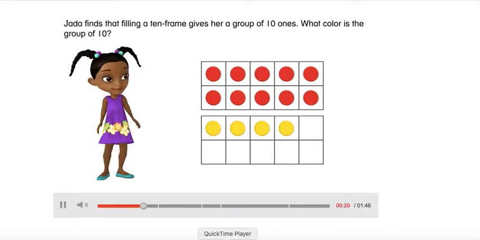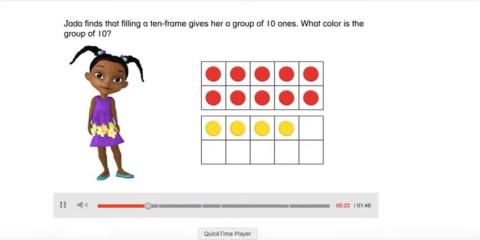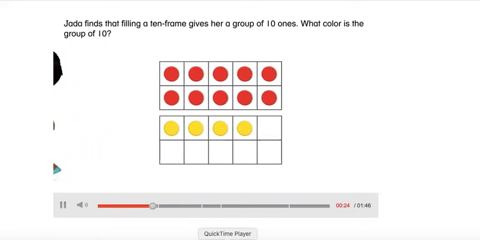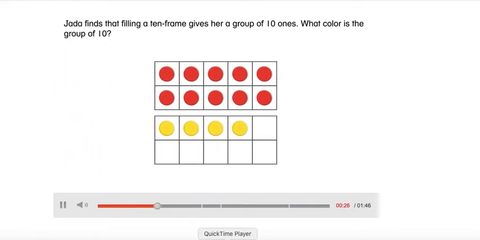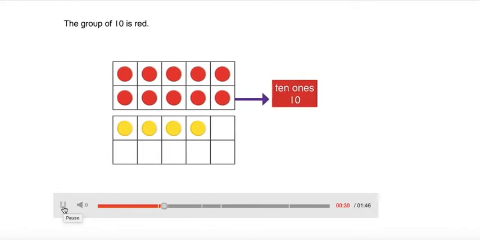Jada finds that filling a 10 frame gives her a group of 10 ones. What color is the group of 10? So we know that a 10 frame has 10 windows, and it asked what color is the group of 10. So looking at these two 10 frames, this one is full. So the color red is the group that has red, that's the group of 10. The group of 10 is red.